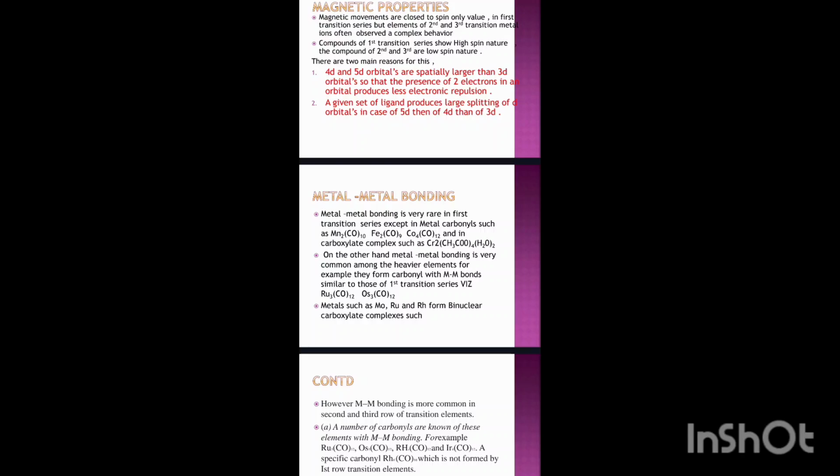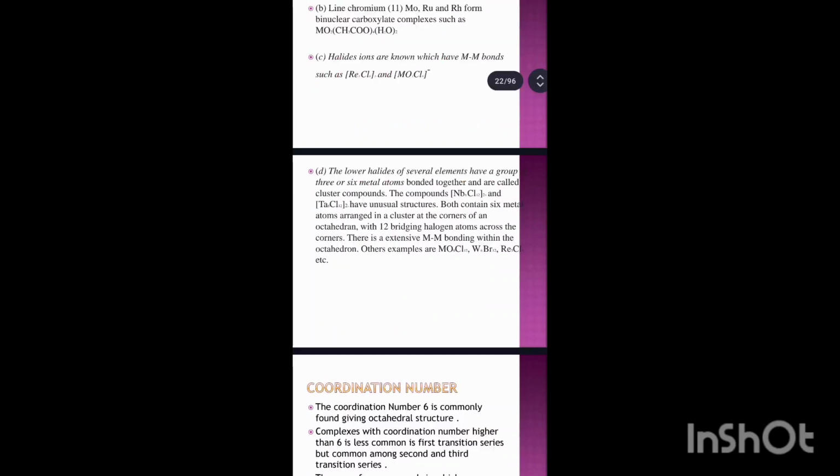However, M-M bonding is more common in the second and third rows of transition elements. A number of carbonyls are known of these elements with M-M bonding, specifically carbonyls which are not formed by first row transition elements. Like chromium, Mo, Ru and Rh form binuclear carboxylate complexes such as Mo2(CH3COO)4 and Rh2(CH3COO)4(H2O)2. Halide ions are known which have M-M bonds such as Re2Cl8 2- and Mo2Cl9.